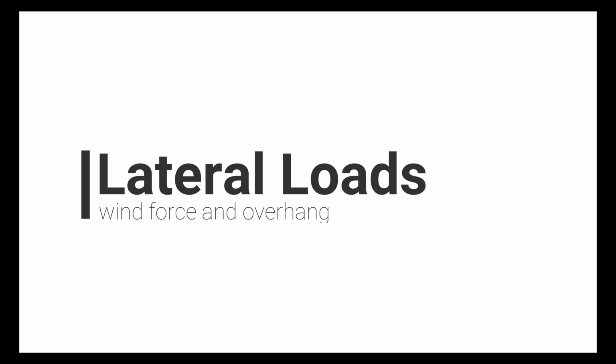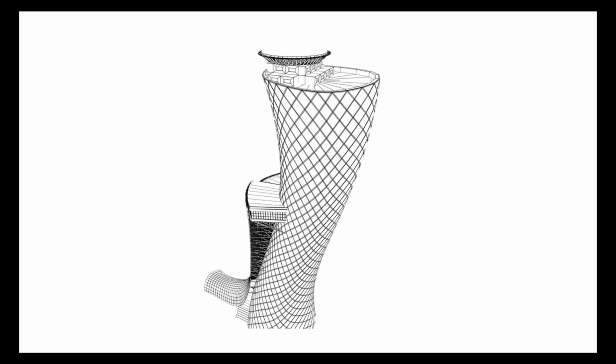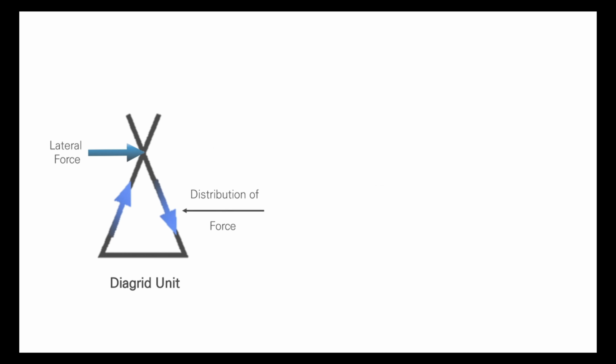The second reason is that diagrids are an excellent solution for resisting lateral loads. Putting our site in consideration, Capital Gate Tower had to be able to resist the strong wind forces of Abu Dhabi. Capital Gate Tower could solve this problem from an architectural and structural perspective. With the curved external appearance, the tower could disperse the wind, and the diagrid could handle the wind structurally.